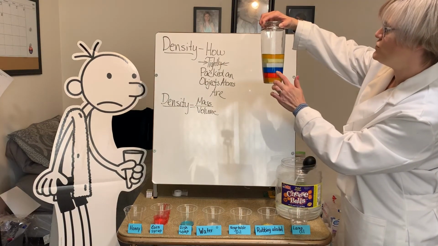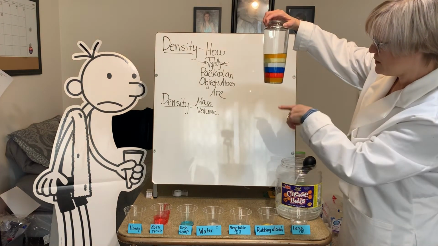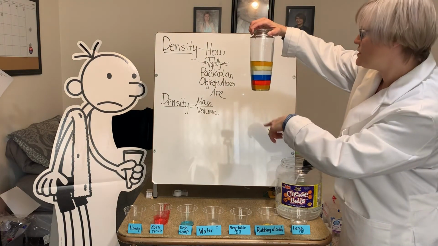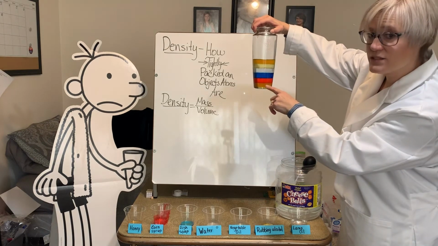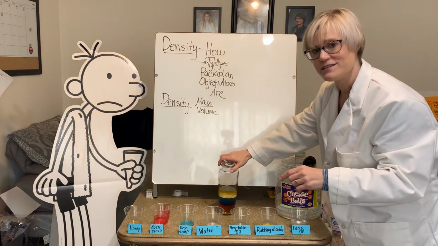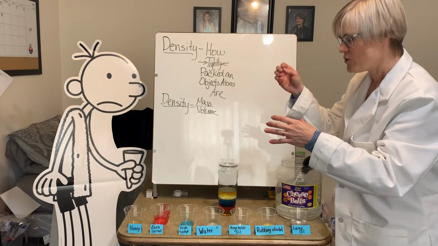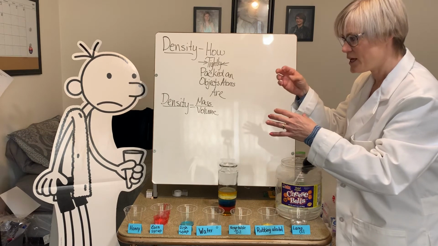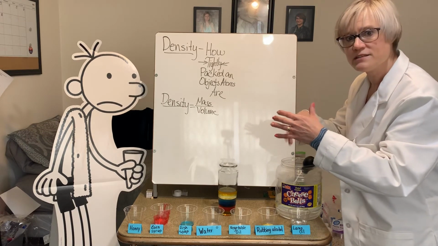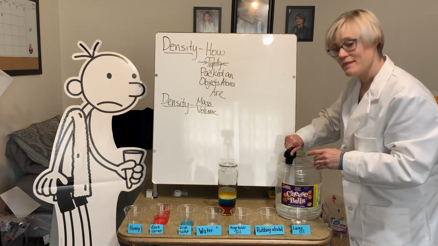Okay, so we've got 1, 2, 3, 4, 5, 6 layers so far. Look at that. Wow, you can really see the difference. You can really tell that that honey is a whole lot more dense than the rest of those. So it would be interesting to take just a cup, and put corn syrup and water and honey in it and see if it layers out like this too. All right, that's for another day.